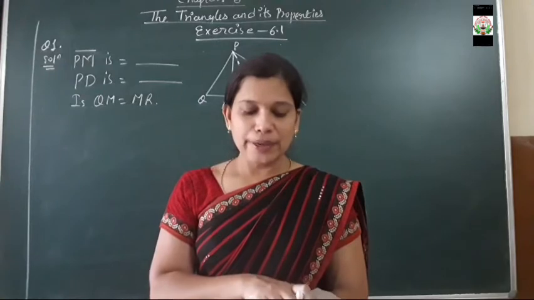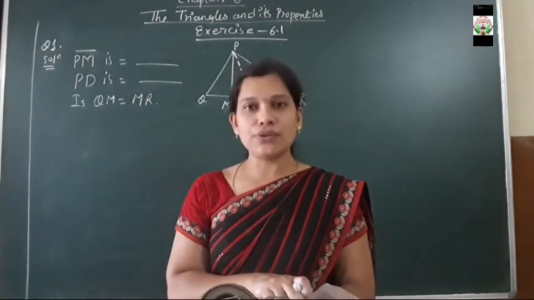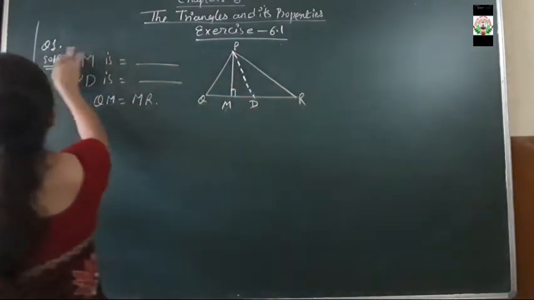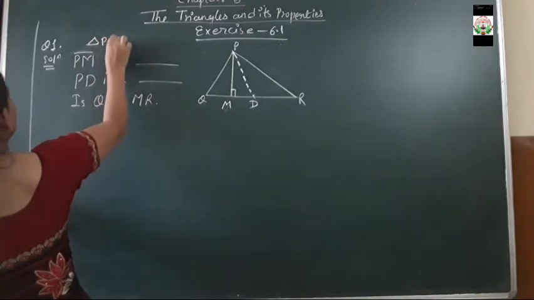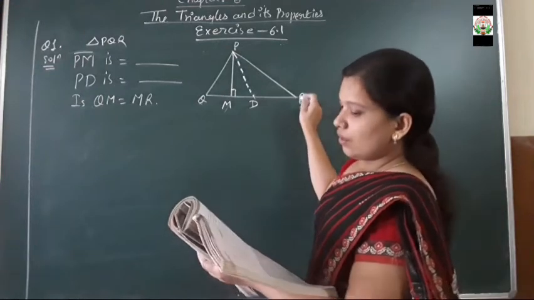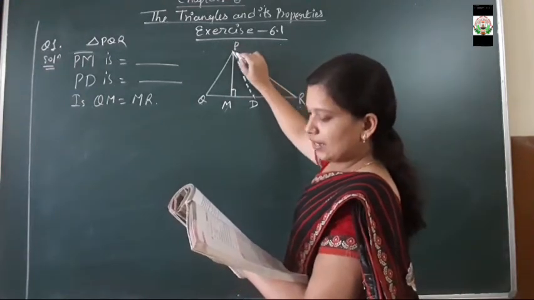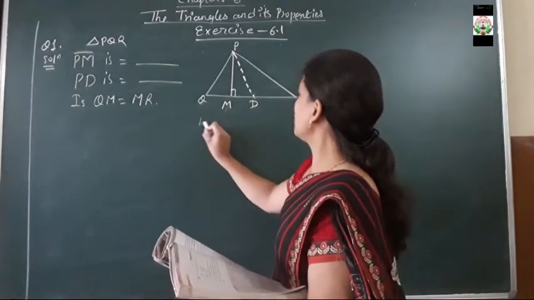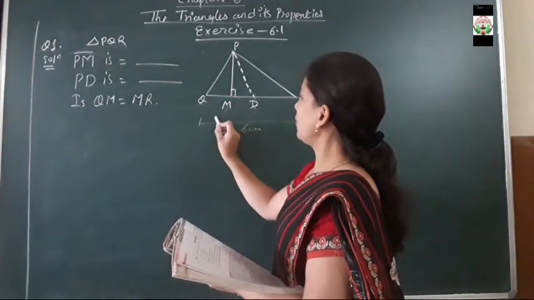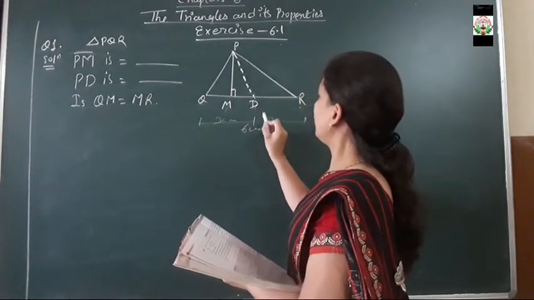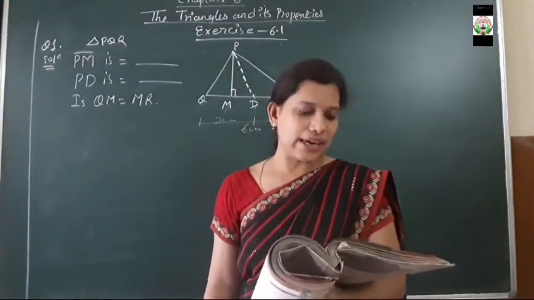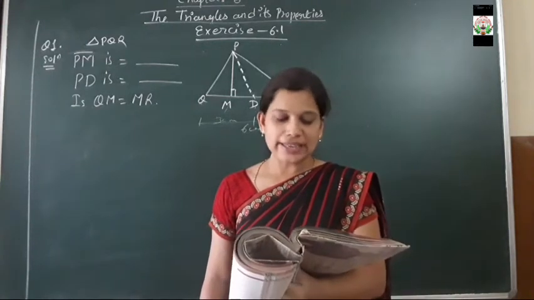That in triangle PQR, D is the midpoint of QR. Here we are having a triangle. The name of the triangle is triangle PQR. And in that, D is the midpoint of QR. That means if this one is a total of 6 centimeters, and D is the midpoint, then here it will be 3 centimeters up to D, and from D to R it will be 3 centimeters. Clear?